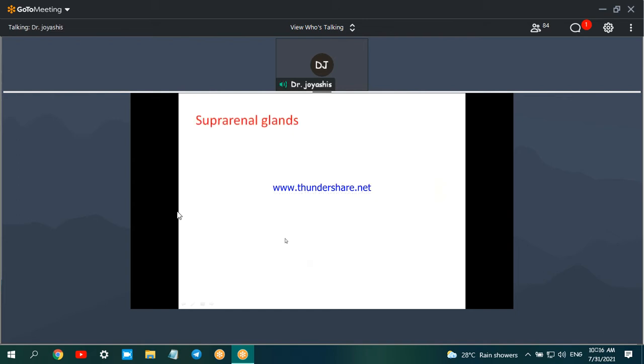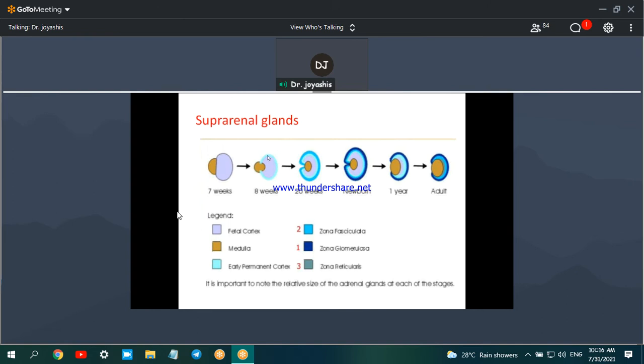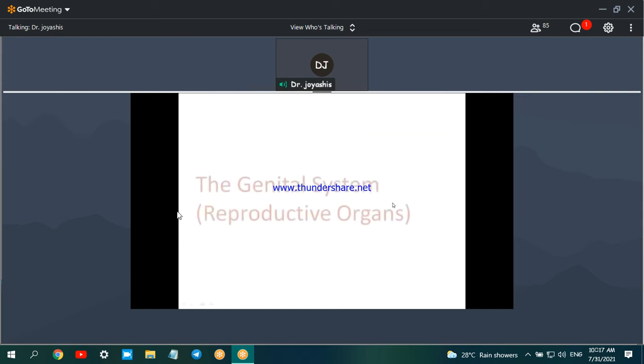So, we see in the 7th week, this is the fetal cortex and this is the medulla. In the 8th week, the early permanent cortex appears around the fetal cortex. At 28 weeks, the zona fasciculata develops. In the newborn, the zona glomerulosa develops, and at 1 year the zona reticularis, and ultimately the whole of the suprarenal gland develops. This shows the relative size of the adrenal glands at each stage.